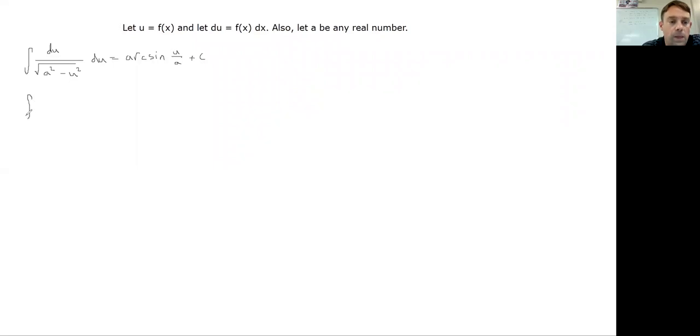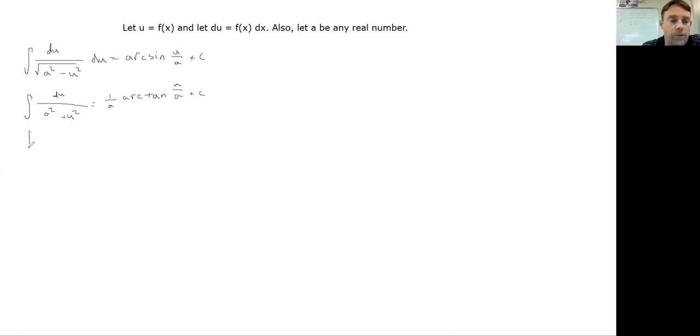And let's see here. The integral of du over a squared plus u squared equals 1 over a arctangent of u over a plus c.